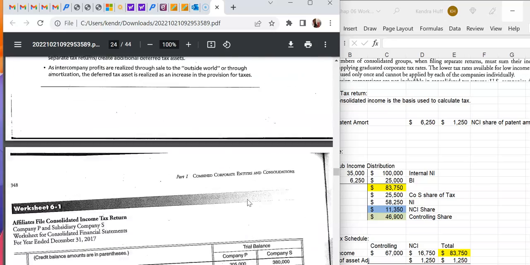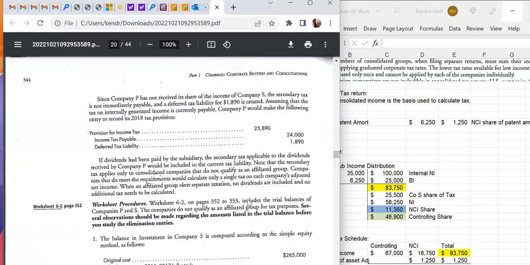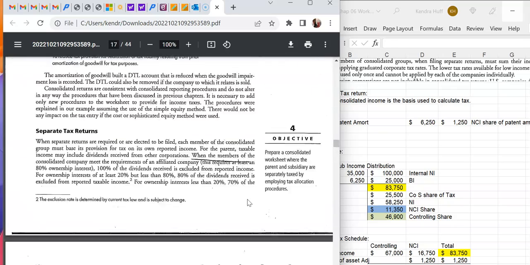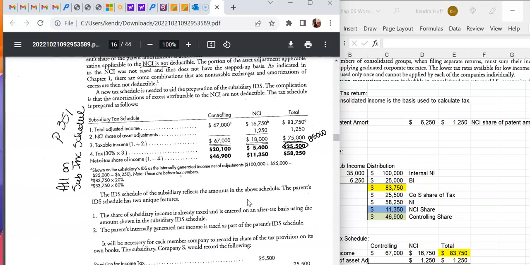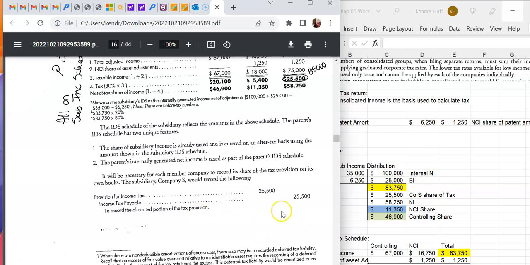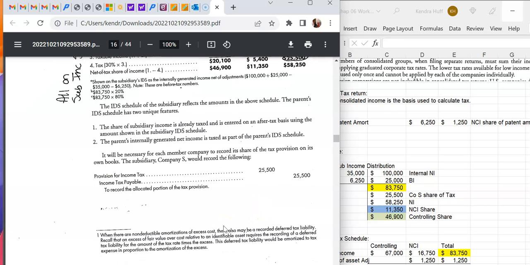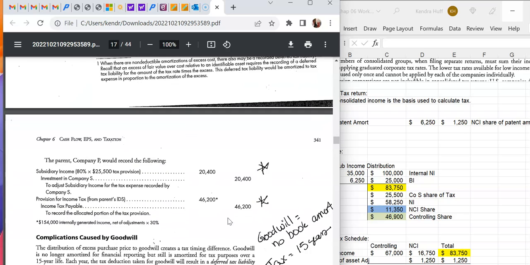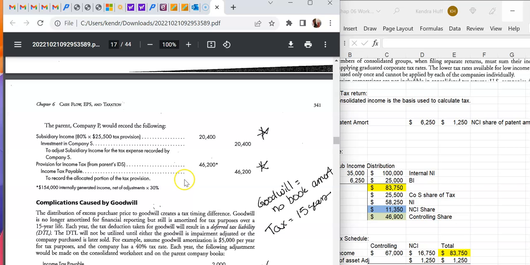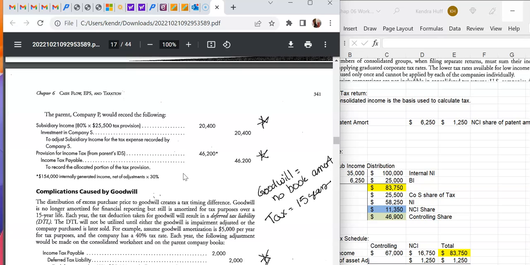Okay. And that's basically all that we're doing for the tax stuff. There was a little bit more here that you might want to read over, but we're not going to actually do it. Okay, so some things to keep in mind. Subsidiaries would record their share of the tax, all right, on their own books. And then the parent company also makes some adjustments, all right? Sub-income is going to go down by the amount of the sub's tax. Investment goes down by the same amount. And then the provision for income tax for the parent.